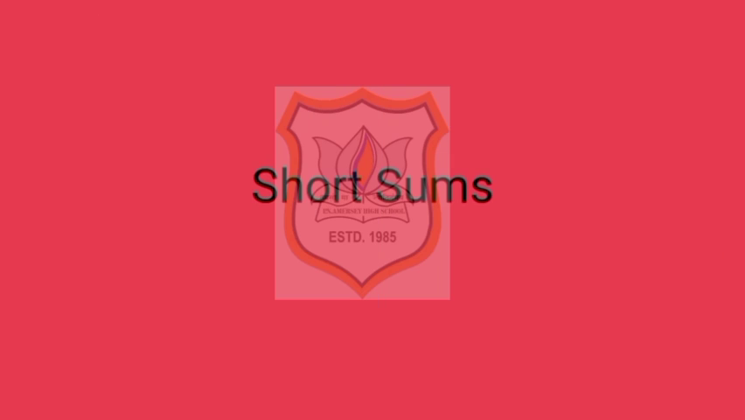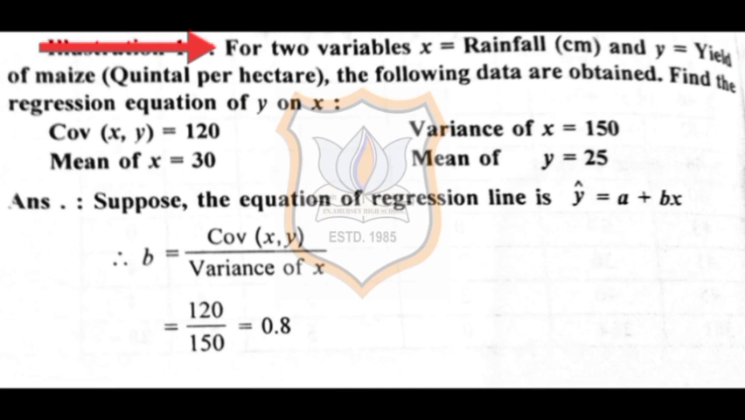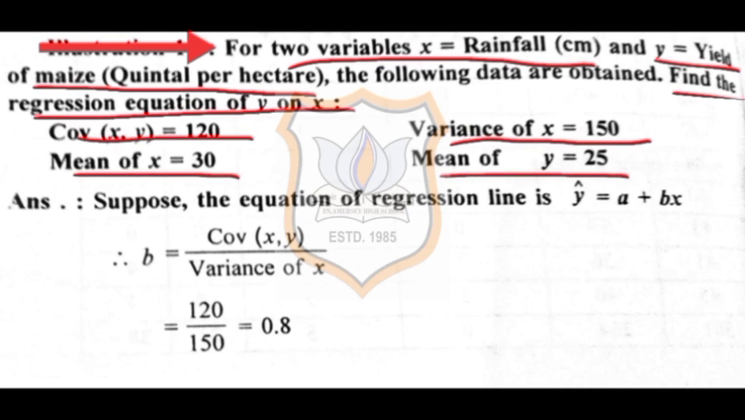Today we are going to continue with the short sums of this chapter. Let us take this first question, read it. For two variables x equal to rainfall, y is equal to yield of maize quintal per hectare, find the regression equation of y on x. Now see what's the data which is given. Covariance is 120, mean of x is 30, variance of x is 150 and mean of y is 25.